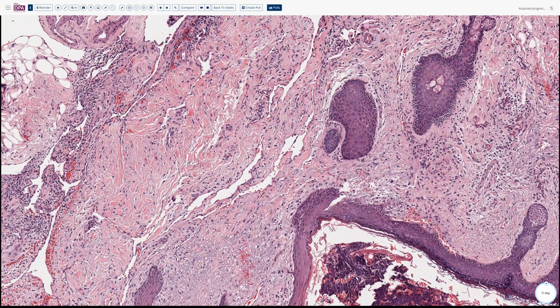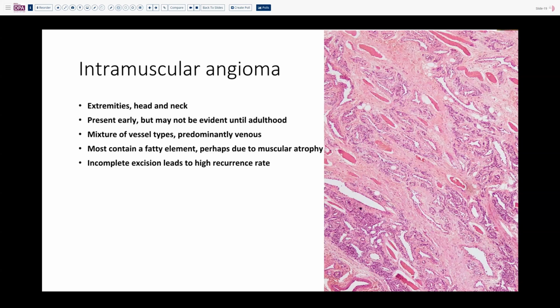All right, intramuscular hemangioma. I've given you a couple of highlights here because I couldn't find a good histologic example. This does tend to be extremities, head and neck, rather than trunk. It may present, I mean, it's present early in life, probably at or very soon after birth, but it may not become evident clinically until adulthood, either due to symptoms or development of weakness or other sort of injuries.